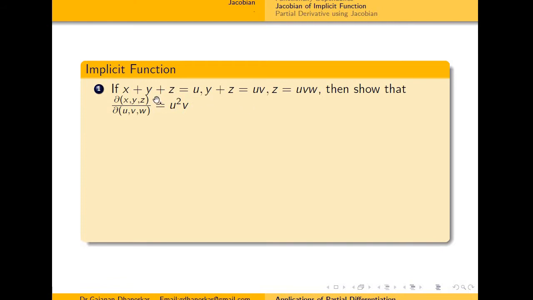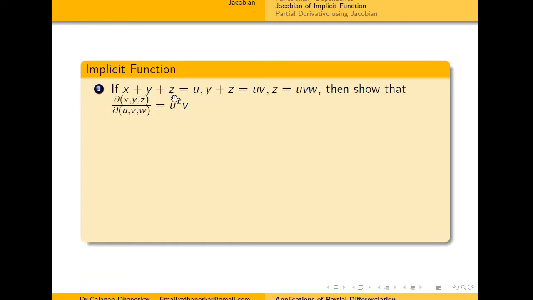Here we are considering one example: x plus y plus z is equal to u, y plus z is equal to uv, and z is equal to uvw. Then we have to find the value of the Jacobian and show that the Jacobian of xyz with respect to uvw is equal to u square. If we observe this problem carefully, to find this Jacobian, first of all we should have either xyz as a function of uvw or uvw as a function of xyz. Then we can find any Jacobian easily.